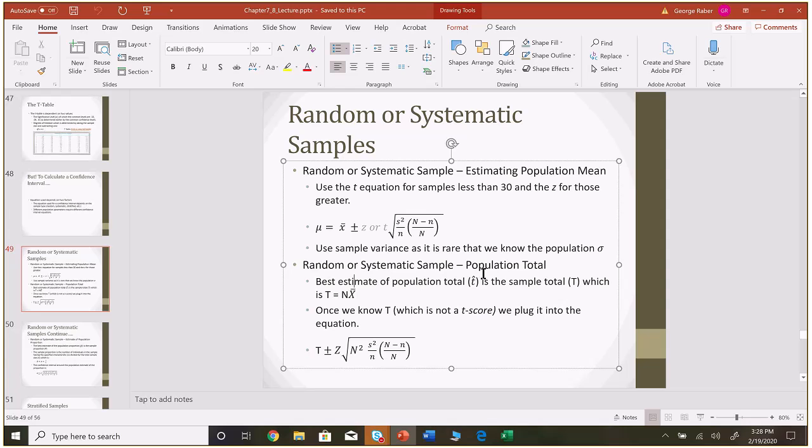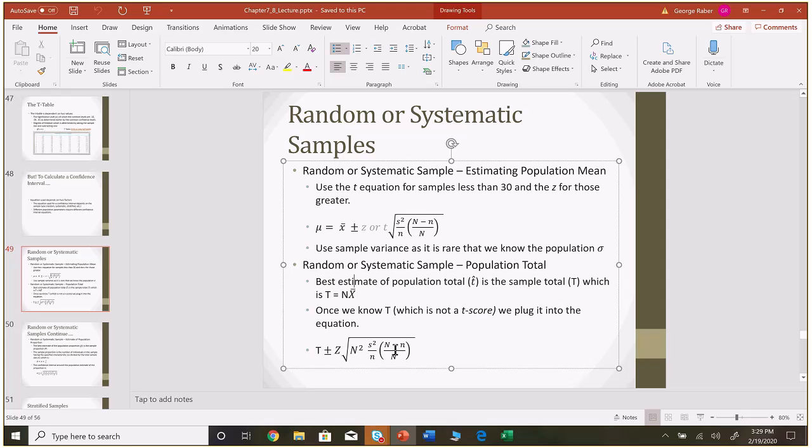Okay. But what if we wanted to make an estimate of the population total? Well, the population total is calculated as the z-score times the total number in the population squared times the standard error. That term is the standard deviation squared divided by the sample count times the finite population correction factor if it's necessary. Okay. So when would that happen?